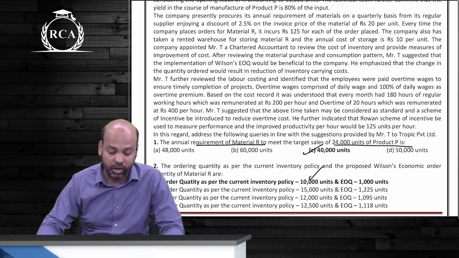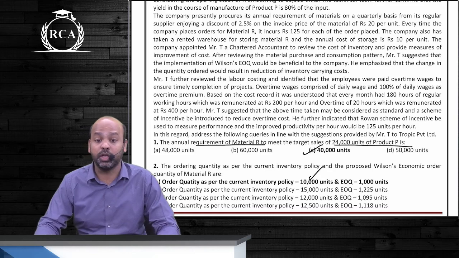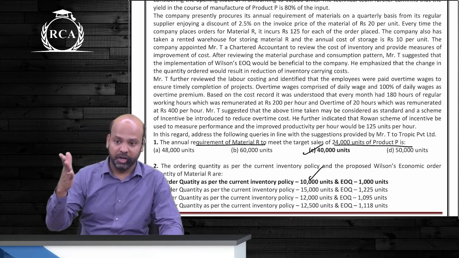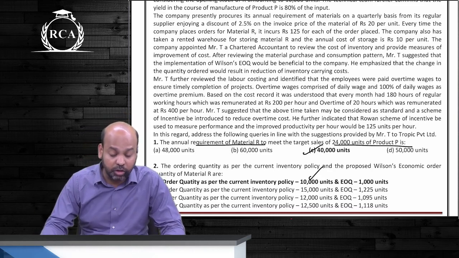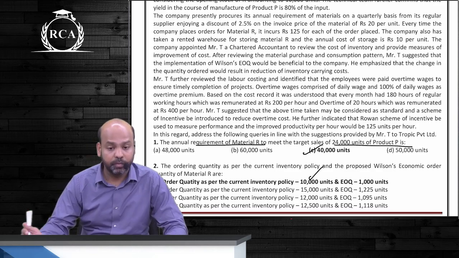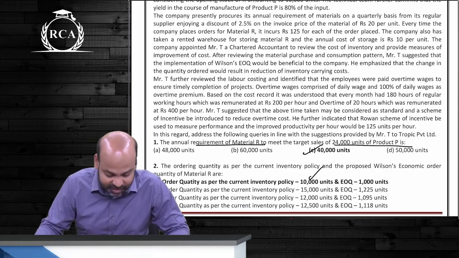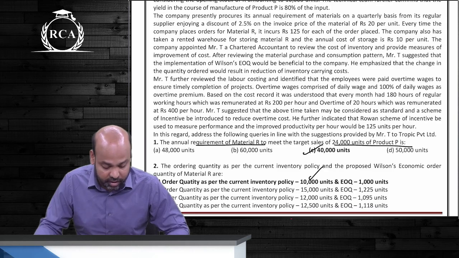Every time the company places an order for material R, it incurs 125 rupees for each order placed. What do you think this will be? Ordering cost. The company also has taken a rented warehouse for storing material R, and the annual cost of storage is 10 rupees per unit. Carrying cost.